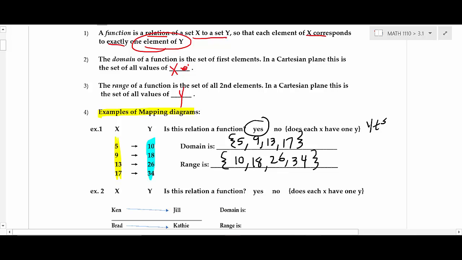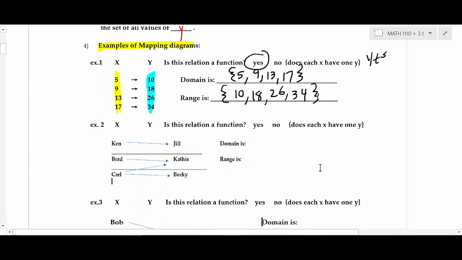So that's what a function looks like: you want to make sure that every x goes to exactly one y. It can't go to more than one y or it's not a function. Okay, does that make sense? All right, let's look at the next one.